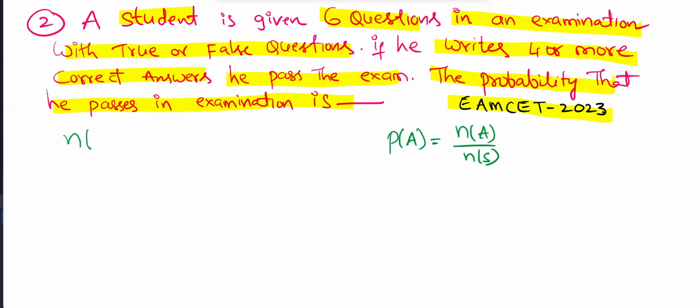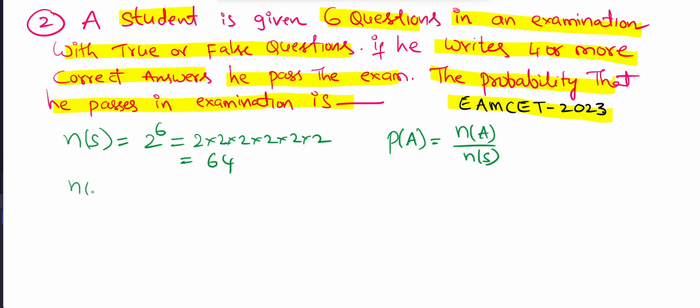So first we find N of S. Here 6 questions are given, with true or false questions. That means there are 2 chances, either true or false, so 2 power 6. 2 power 6 is 2 into 2 into 2, that is 4, 4 into 2 is 8, 8 into 8 is 64.